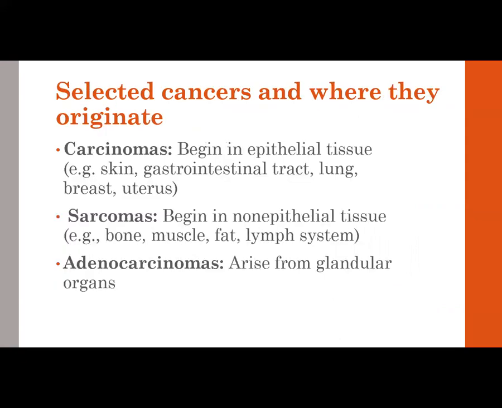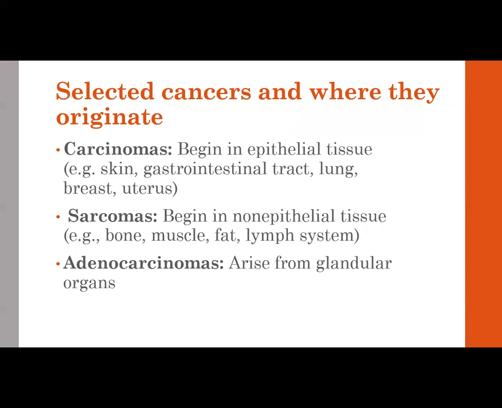These are some selected cancers and where they originate. So I felt like this would be helpful when you're stuck on an NCLEX question and trying to figure out what they're talking about. So carcinomas begin in the epithelial tissue. Those are things like your skin, gastrointestinal tract, lung, breast, and uterus.